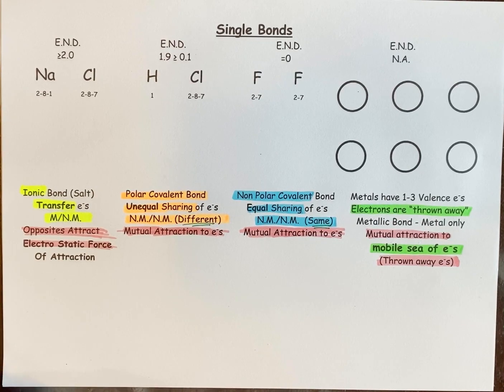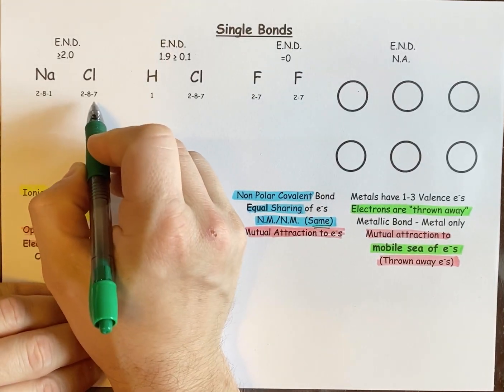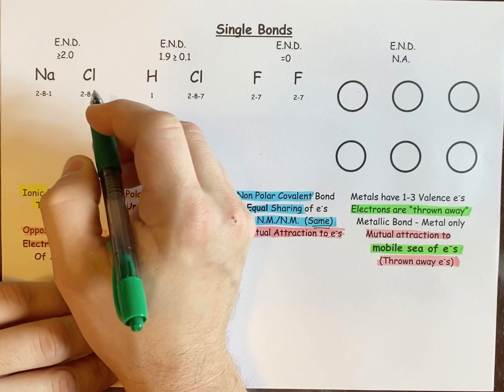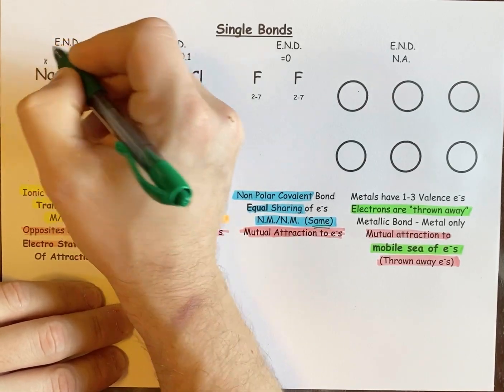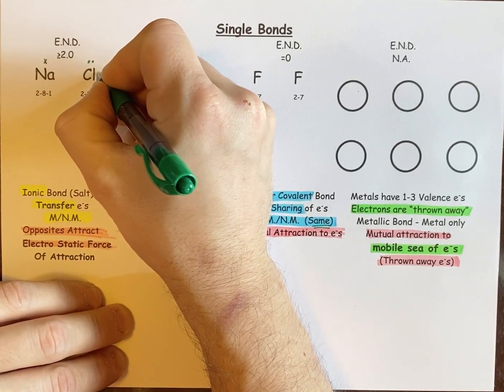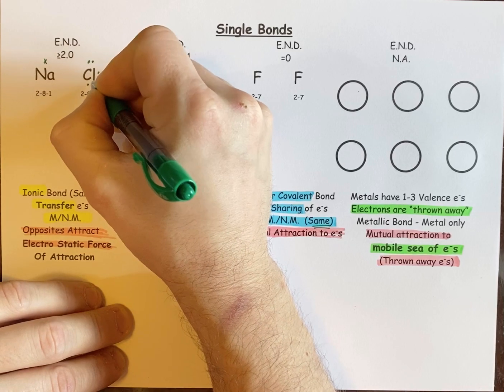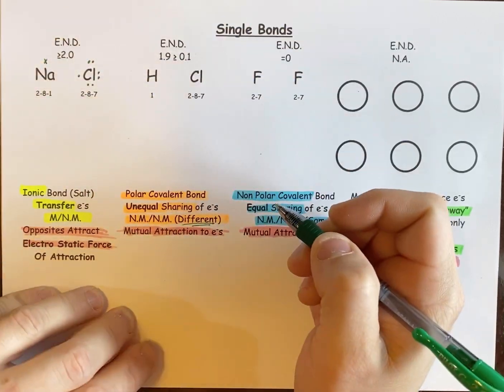So the first thing we have to do when looking at ionic compounds is figure out how many valence electrons they have. Now, I included the electron configuration underneath, but you could look these up off the periodic table. I'm going to use an X and dots. It doesn't matter what you use.